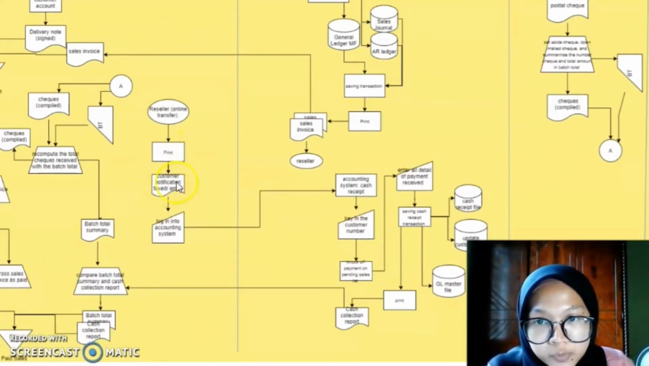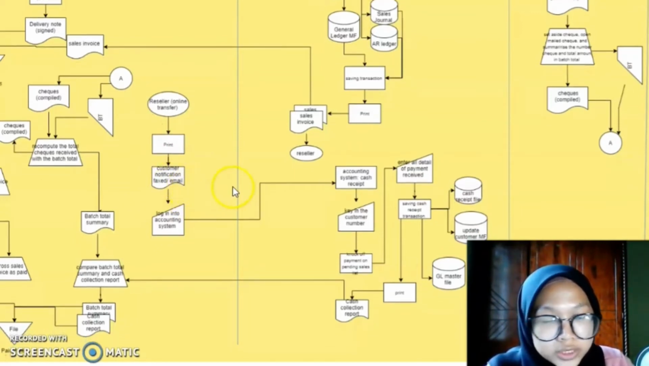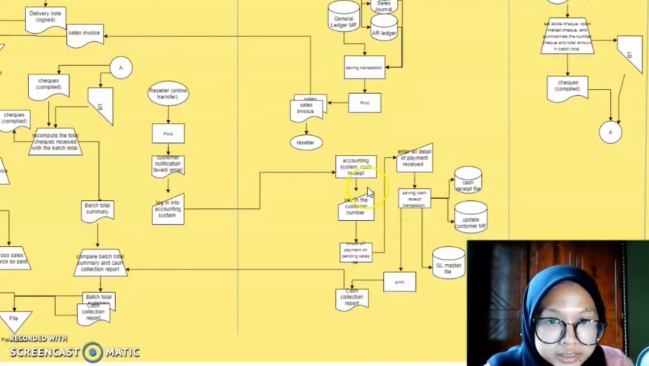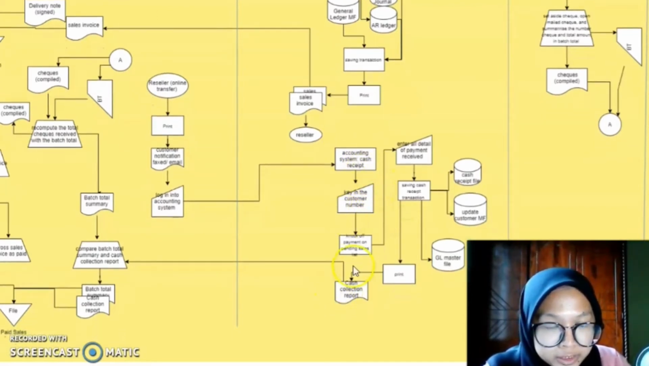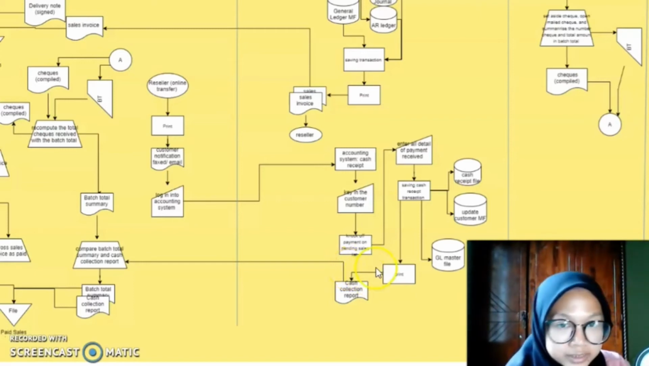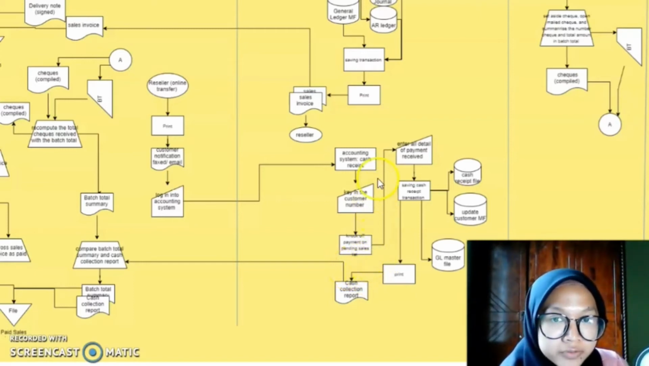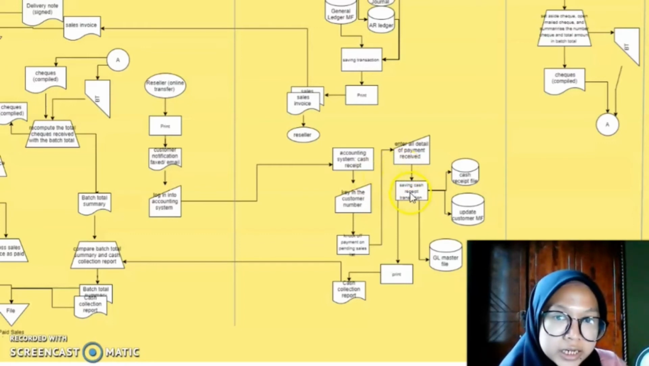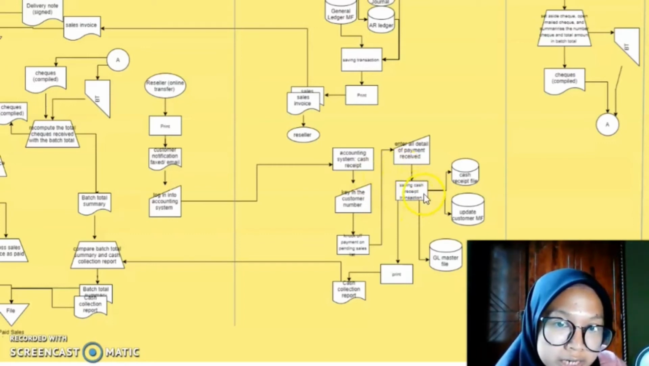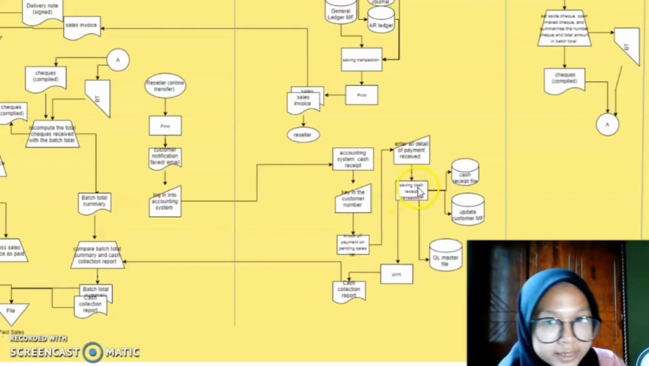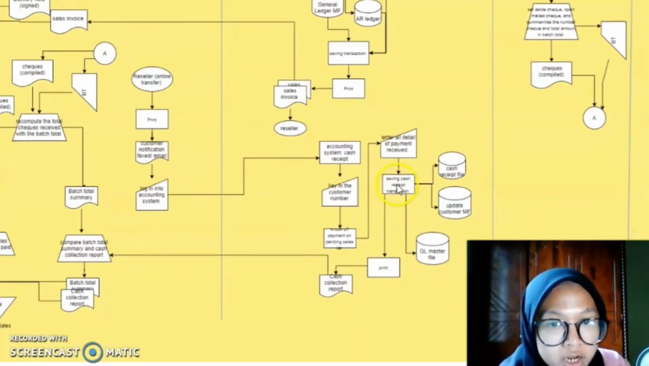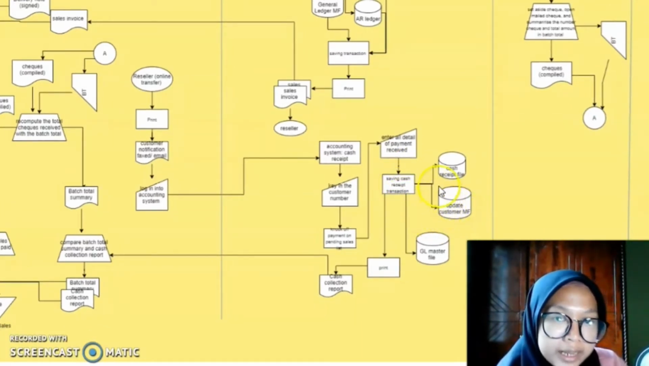First, Shima will print the customer notification fax and email, and then log in to the accounting software and key in the customer number and note any payment pending on the customer sales invoice. And then after entering all the payments received, Shima will save the cash received transaction, and then the system will automatically update the customer master file and record on the cash receipt file and also the general ledger master file.